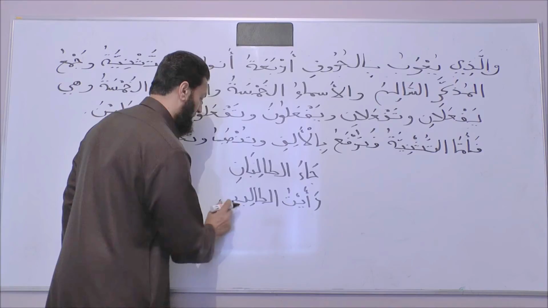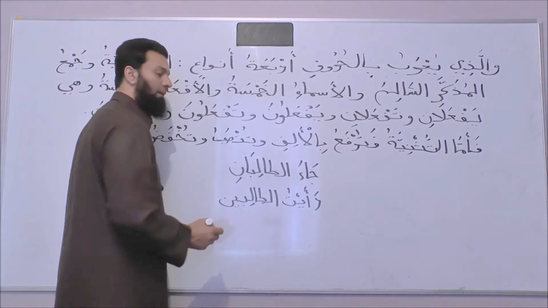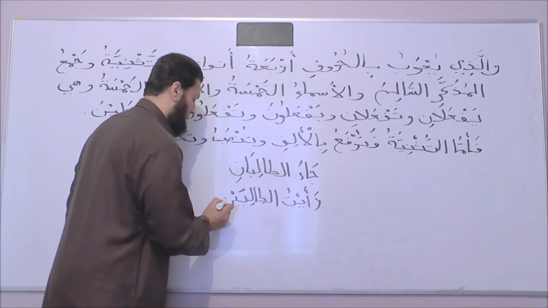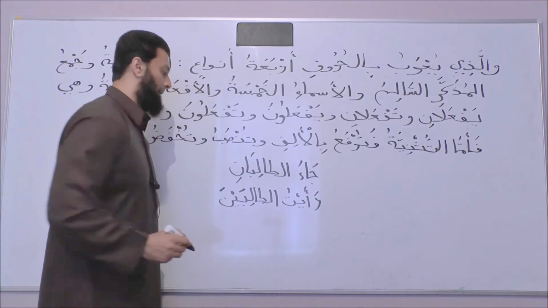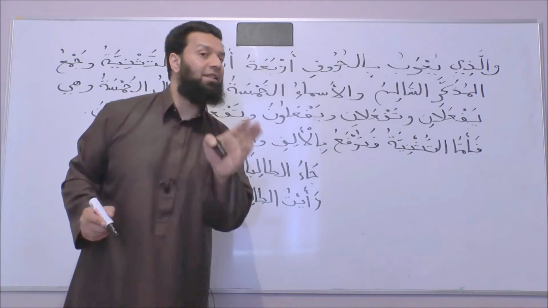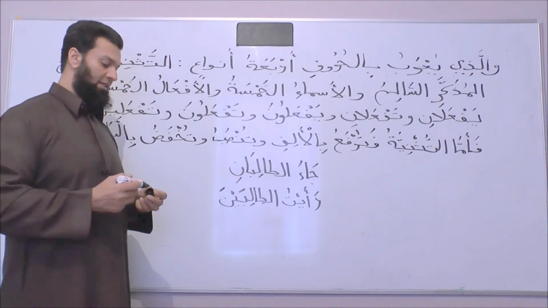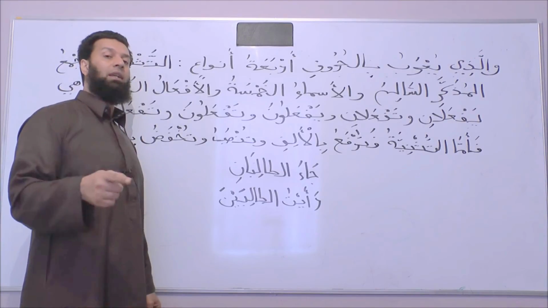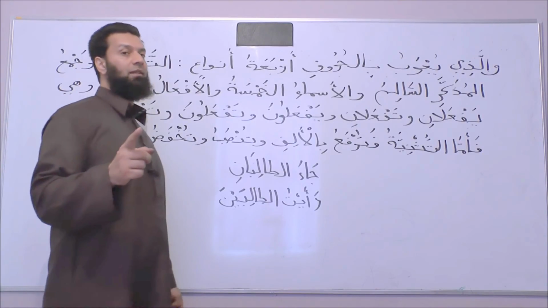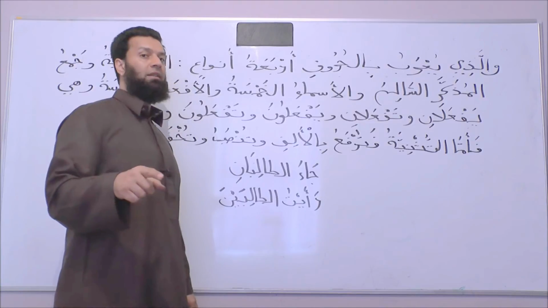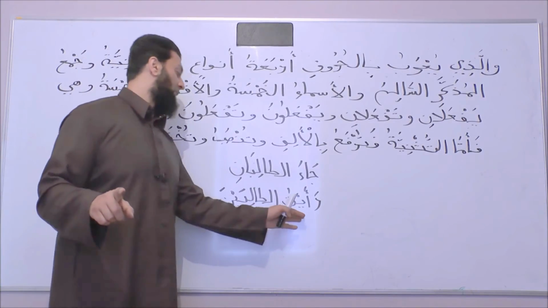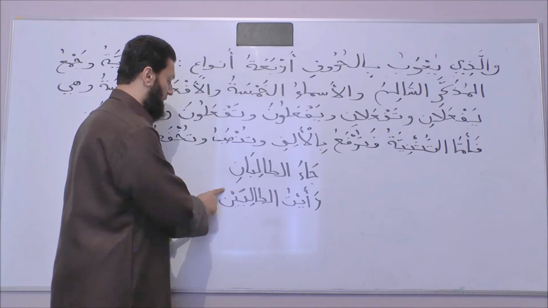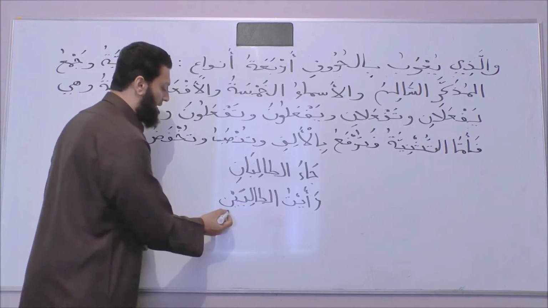رأيت الطالب. Not بين. بين. If you say الطالبين, what does it mean? That's جمع المذكر السالم. مسلمين. Okay. Right? So رأيت الطالبين. Actually, that's الطالبين.